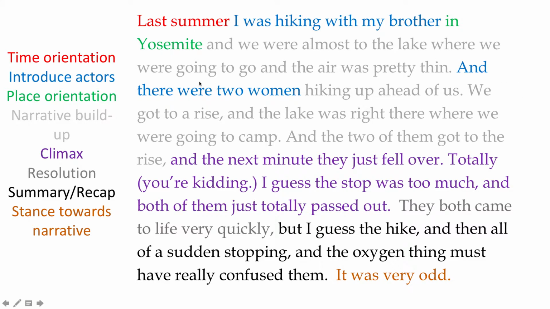So we were almost to the lake where we were going to go. The air was pretty thin. Women were hiking up ahead of us. We got to a rise. The lake was right there where we were going to go camp. And the two of them got to that rise. So this is the narrative buildup, which culminates then in a climax.